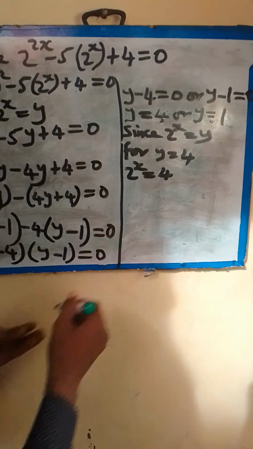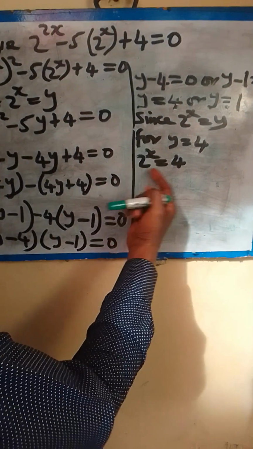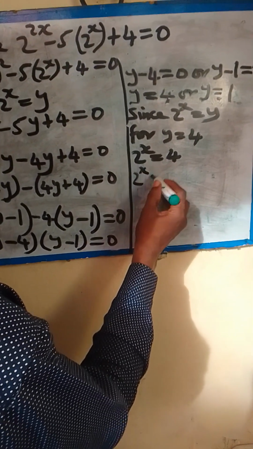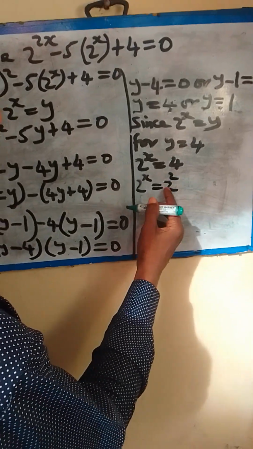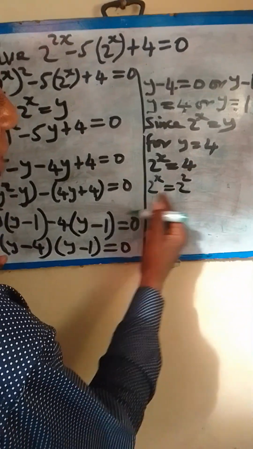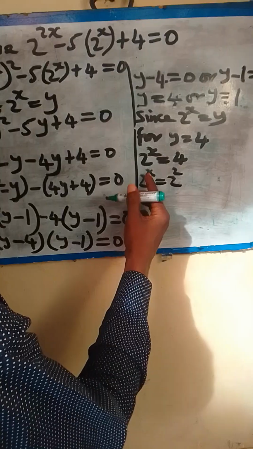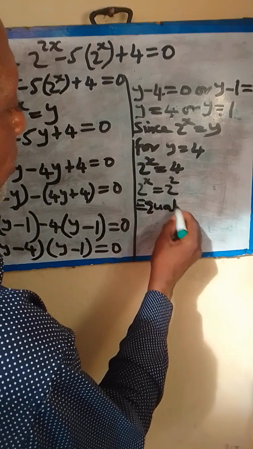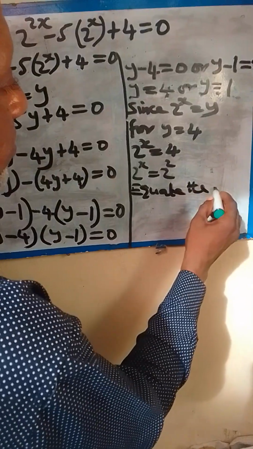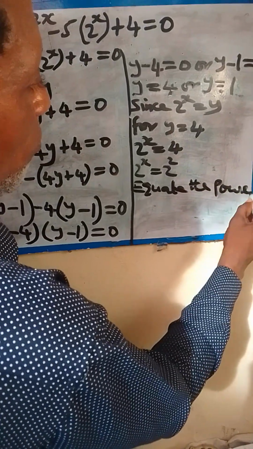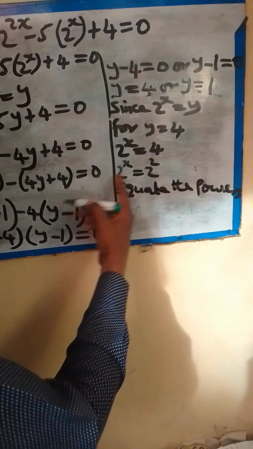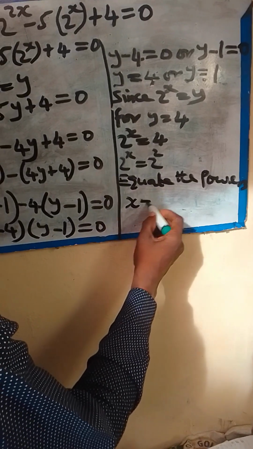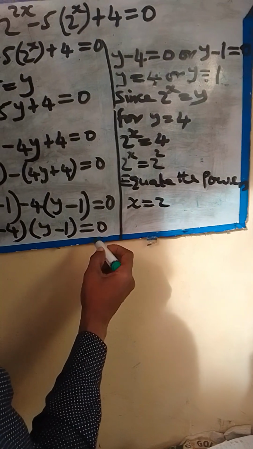When we have a problem like this, make sure that you make the bases the same. So I will now have 2 raised to power x is equals to 2 raised to power 2, which is 4, since 2 raised to power 2 means 2 times 2. I have made the bases the same. So now we equate the powers, because the bases are the same. Equating the powers, x is equals to 2.